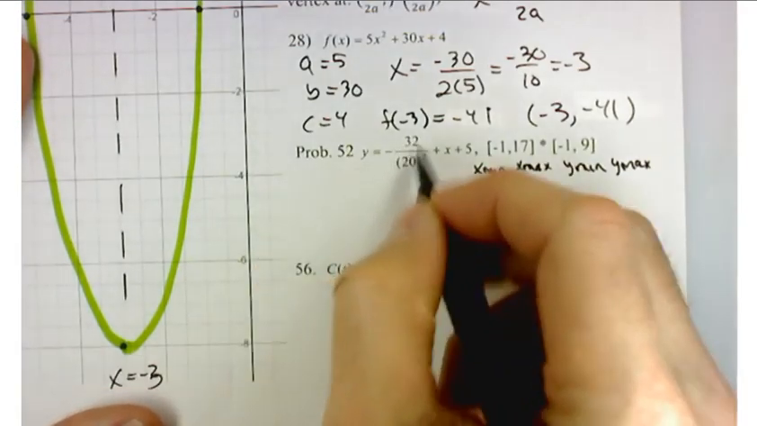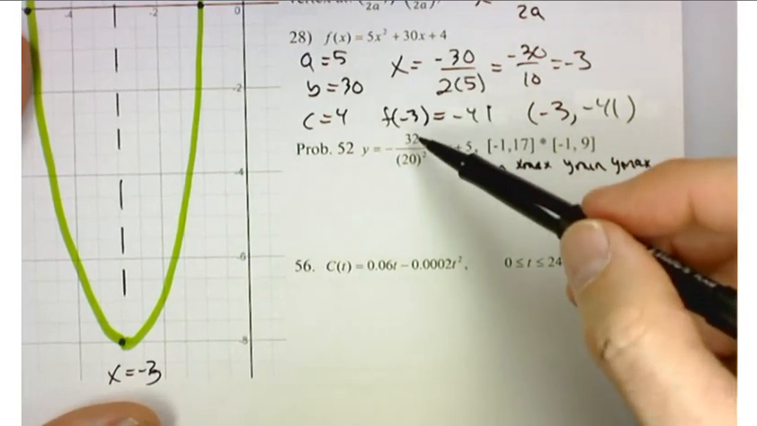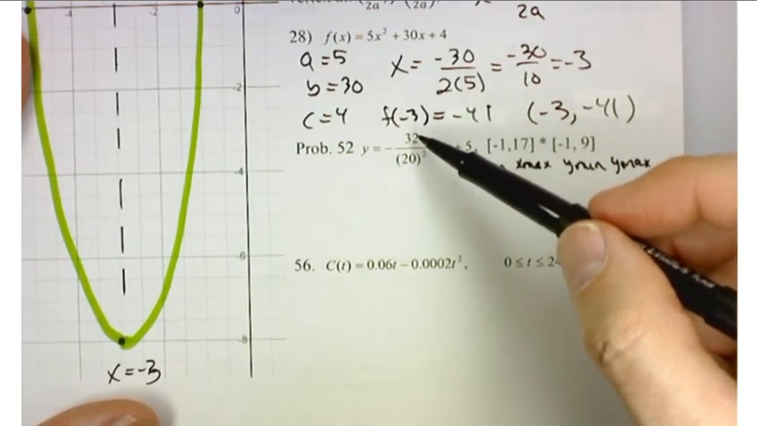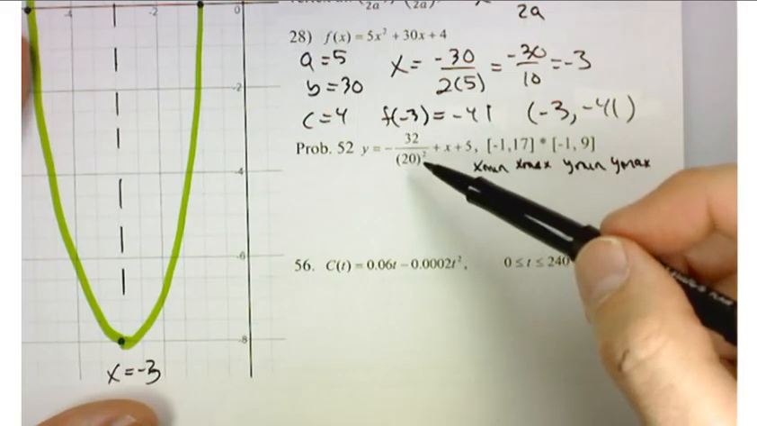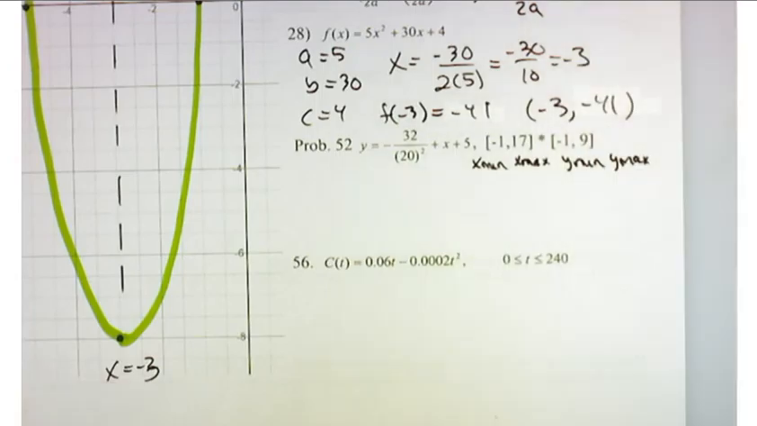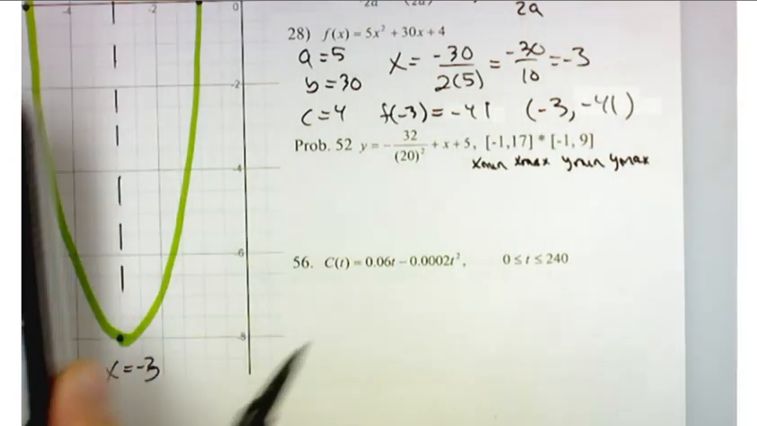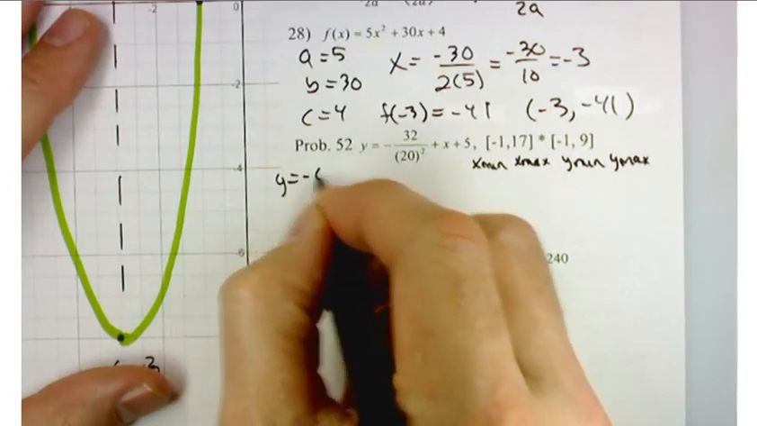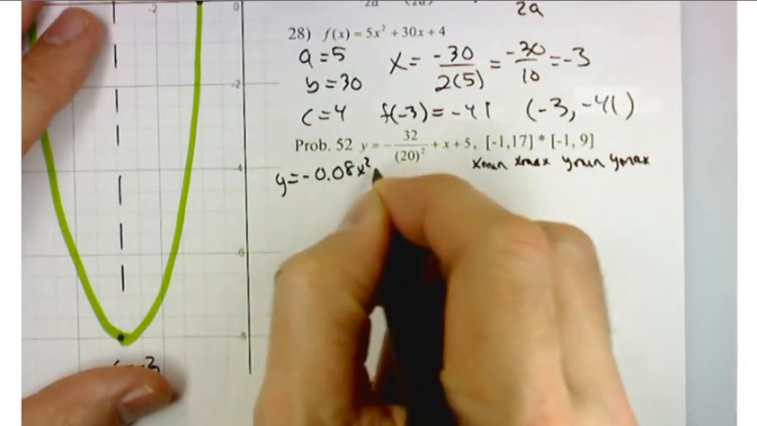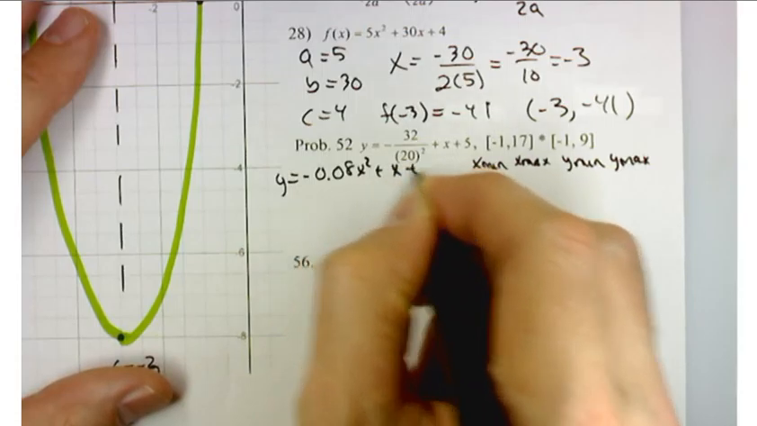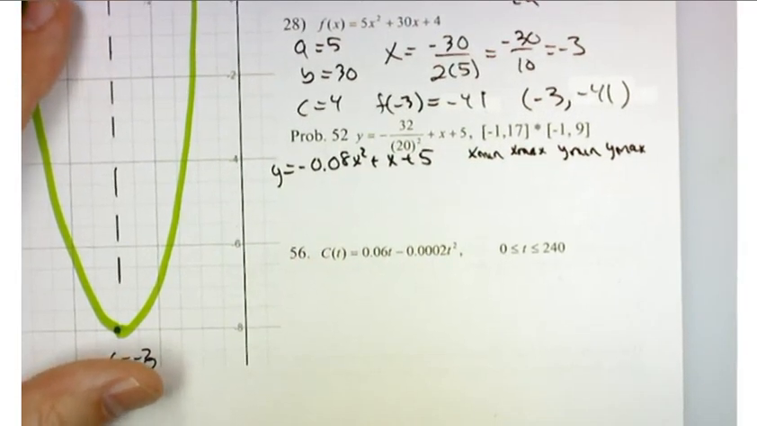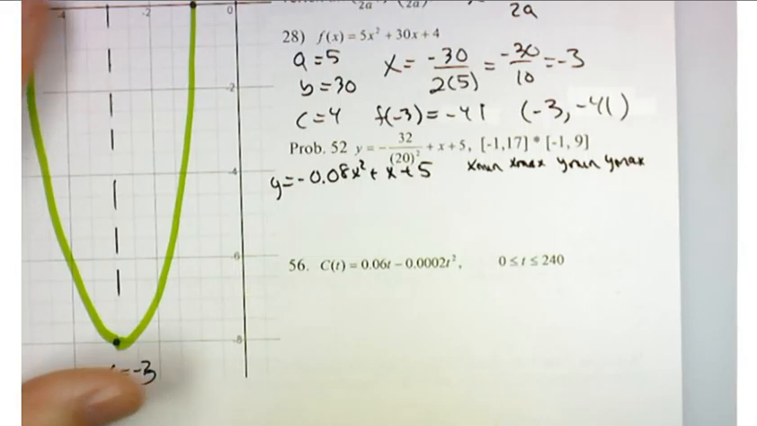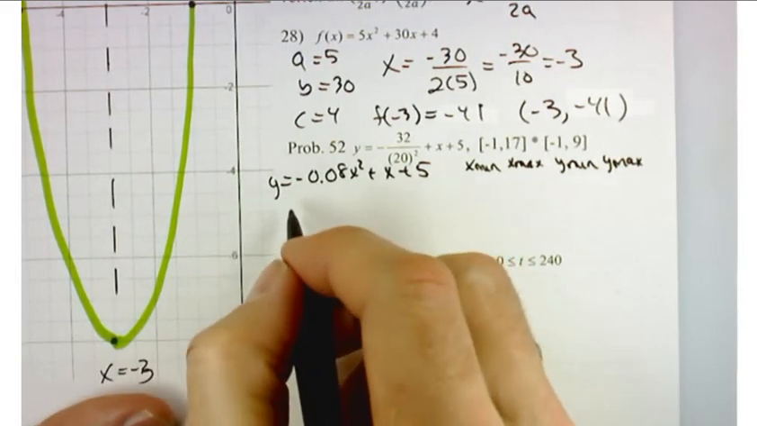Let's change that into a decimal. So you guys got to be kind of gun shy here. 32 divided by 400, what, 0.08? All right, so let's rewrite this as y equals negative 0.08 x squared plus x plus 5. And it might not be a bad idea to put that into our calculators to find some of these values.